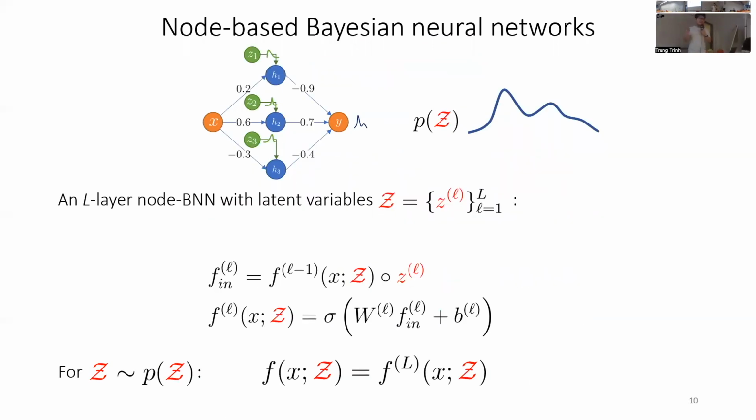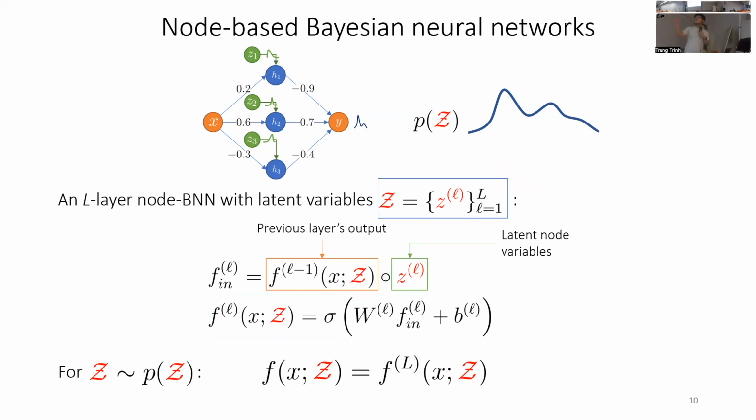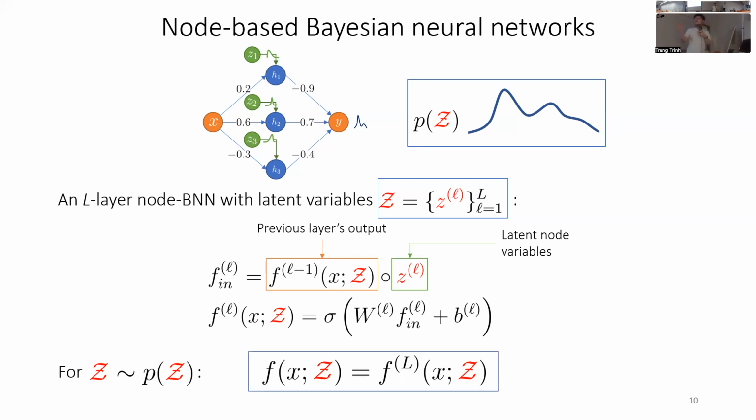Here I will describe the node BNN model formally. This model only differs from the standard neural network in that we multiply the input of each layer with some latent node variable before feeding it into the layer. In this presentation, I will use this symbol to denote the collection of all the random variables in the model, and this symbol for the latent distribution. For a sample from the latent distribution, I will use this notation to denote the output of the neural network under one sample from the latent distribution.